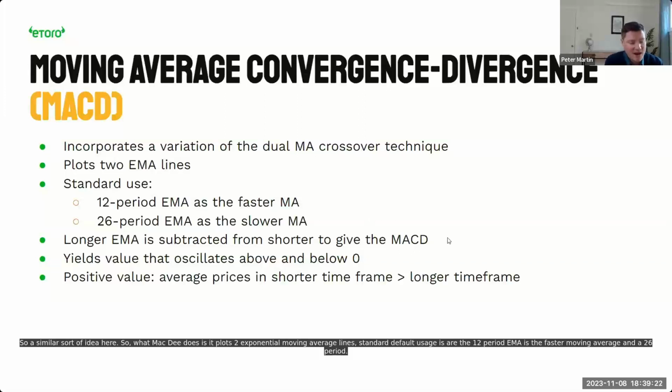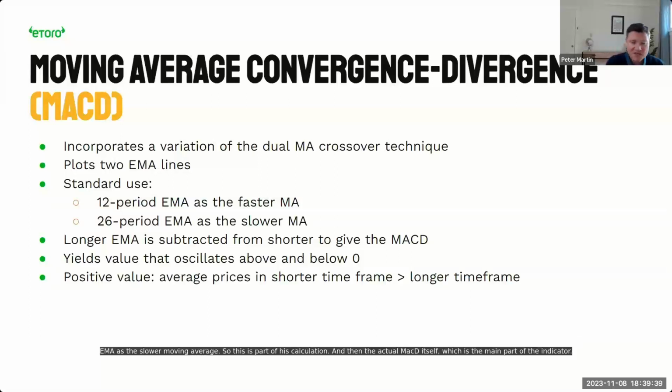So what MACD does is it plots two exponential moving average lines. The standard default usages are the 12-period EMA as the faster moving average and a 26-period EMA as the slower moving average. This is part of its calculation. And then the actual MACD itself, which is the main part of the indicator, is the longer one subtracted away from the shorter one. That gives you the MACD. So it's the difference between the two lines, and that gives you values that oscillate unbounded above and below zero.